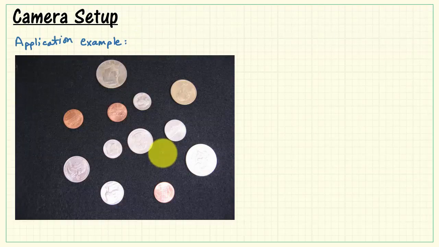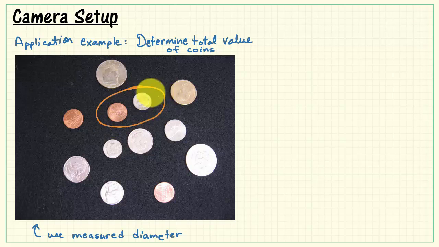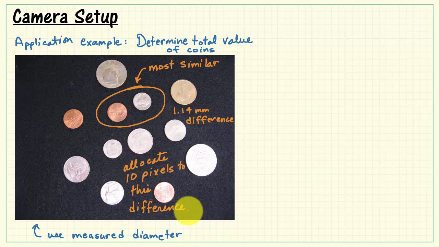Let's consider a simple machine vision application. I'm looking at a collection of coins, and I'd like to determine the total value of the coins based on the measured diameter of each coin. As you look at the image, of course, we have a range of sizes. The dime and the penny are the most similar, and these are the ones that guide our choice for minimum feature size. These two most similar coins have a difference in diameter of 1.14 millimeters.